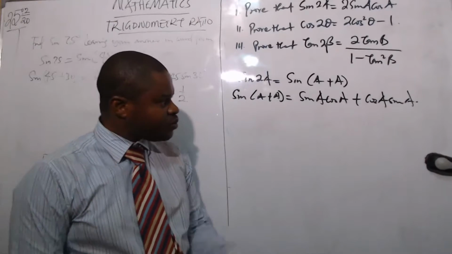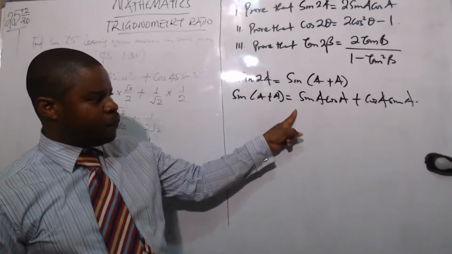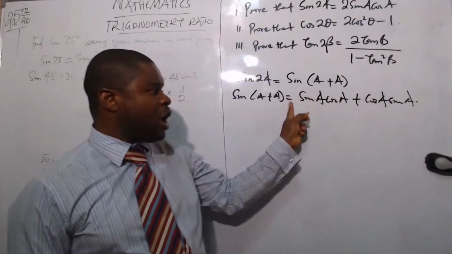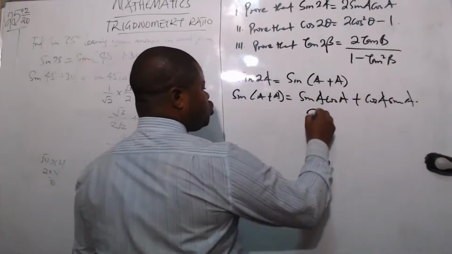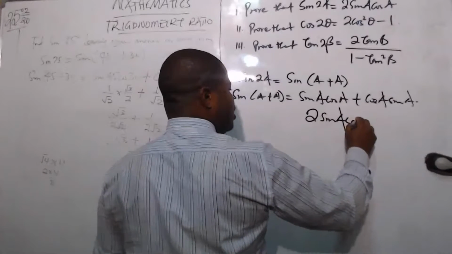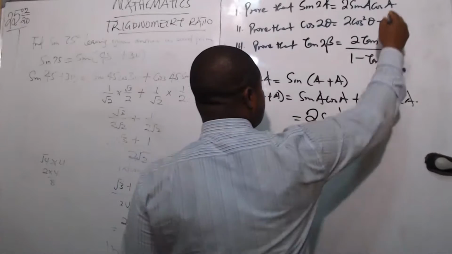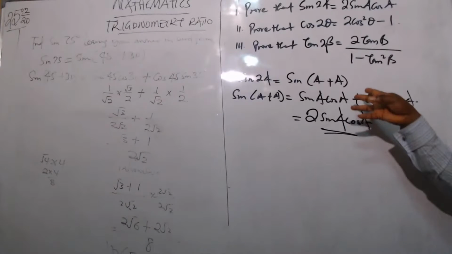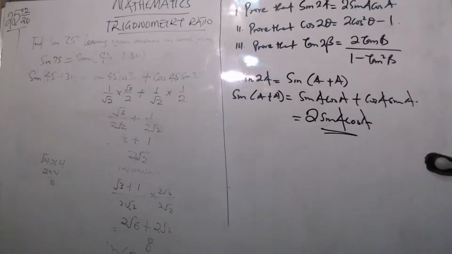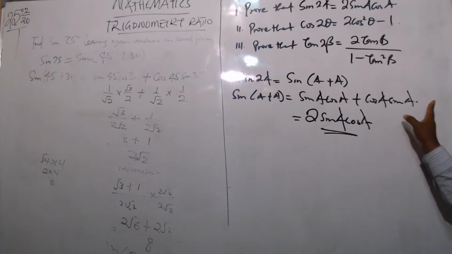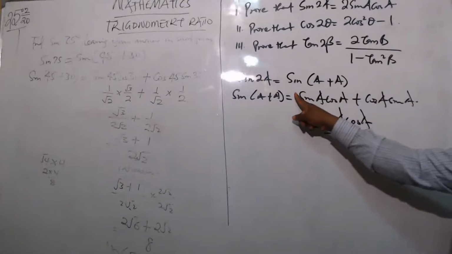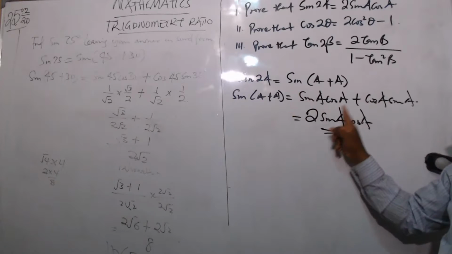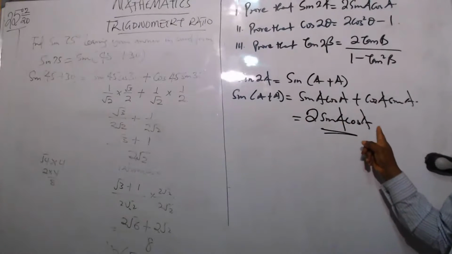Now note something. We have 1 sine A, 1 cos A plus 1 cos A, 1 sine A. 1 plus 1, we are going to have 2 sine A cos A. And that is what the question says to prove. We applied the addition formula in solving this problem. 1 plus 1 I have 2, then cos A sine A.